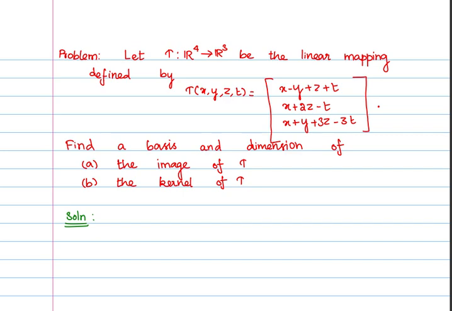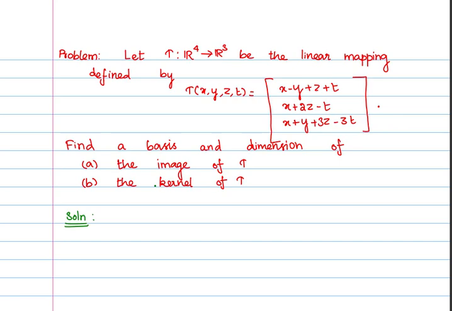In this video, we are going to solve this problem. Let T be a linear transformation from R4 to R3 defined by T of (x, y, z, t) equal to... it's 4 variables, so that means the domain is R4. The codomain is R3, so 3 dimensions: x minus y plus z plus t, second is x plus 2z minus t, x plus y plus 3z minus 3t. Our aim is to find the image of T and the kernel of T.